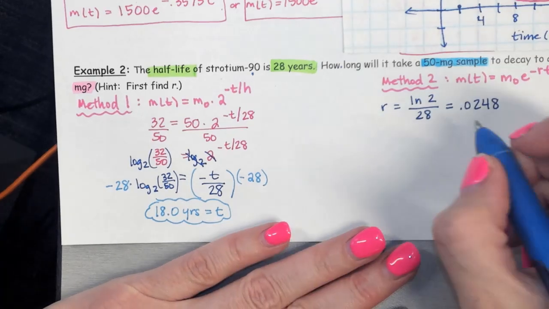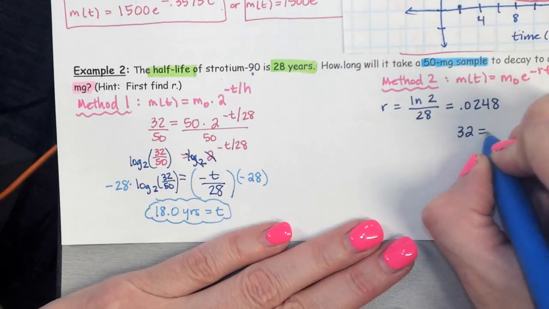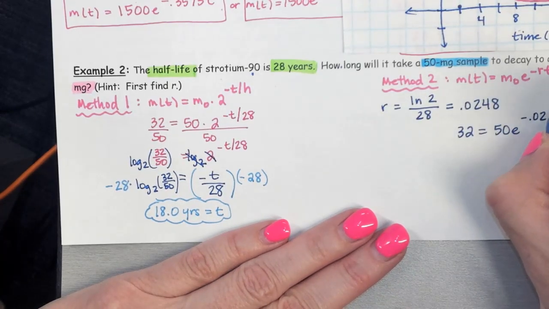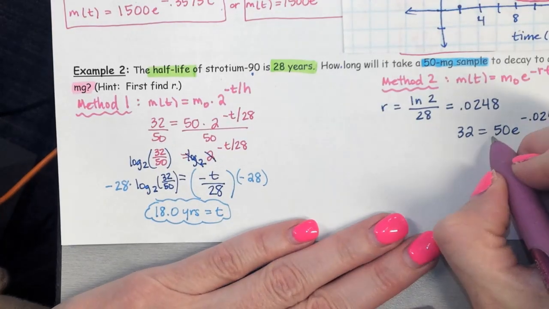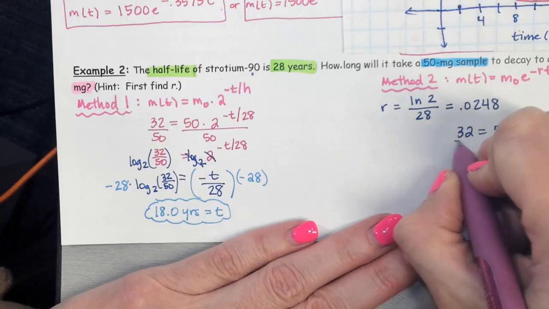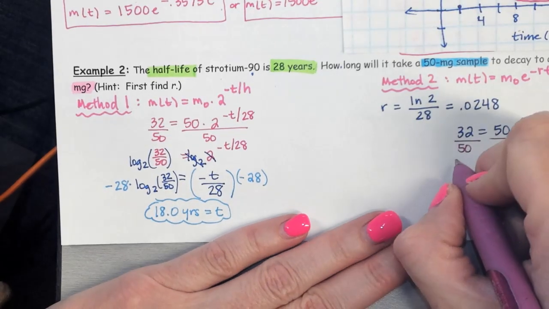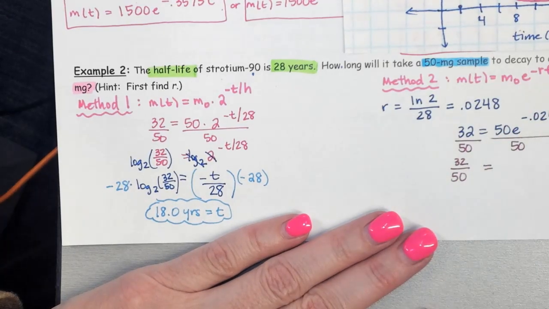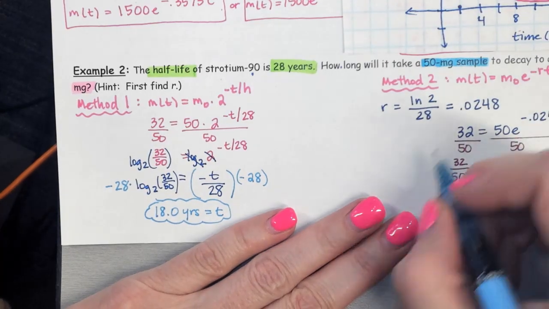Okay, and then we're going to plug that into our equation. So you have 32 equals 50 e to the negative 0.0248t. Okay, and we've been practicing this a lot, so this might even feel tedious at this point. Like we know what to do and our mind is working faster than our pencil. That is a good thing because that means you understand this process.